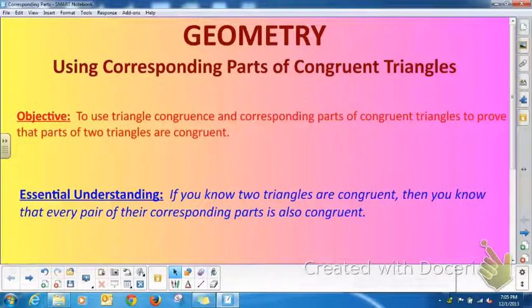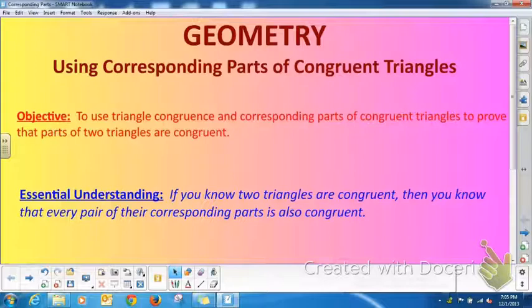In this lesson, we're going to be using corresponding parts of congruent triangles. Our objective is to use triangle congruence and corresponding parts of congruent triangles to prove that parts of two triangles are congruent. It's essential that you understand if you know two triangles are congruent, then you know that every pair of their corresponding parts is also congruent. So this is where we began this chapter.